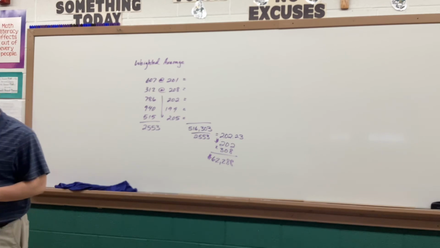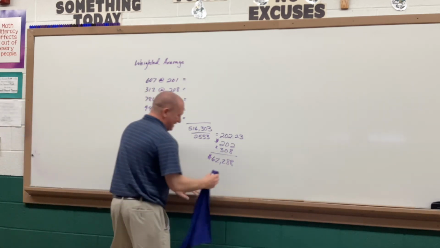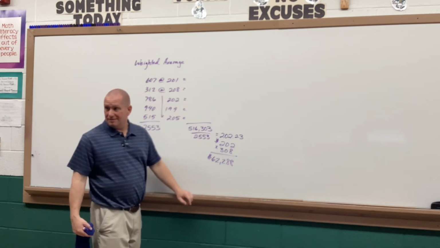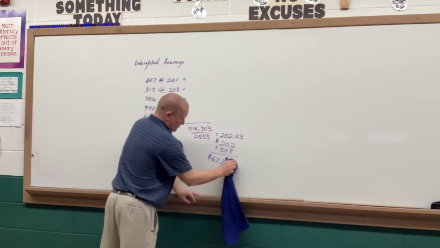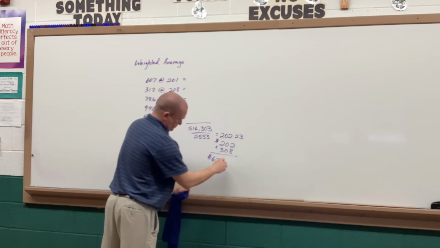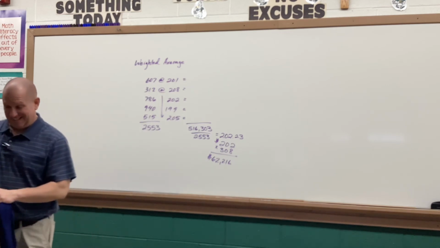No, I didn't think that's right. 216. What are you guys doing today? 202 times 308. I got 62,222. Oh, I guess I cut the decimals. Yeah, don't keep the decimal. You have to round it. So how much was it? 62,216. You guys are confusing today.